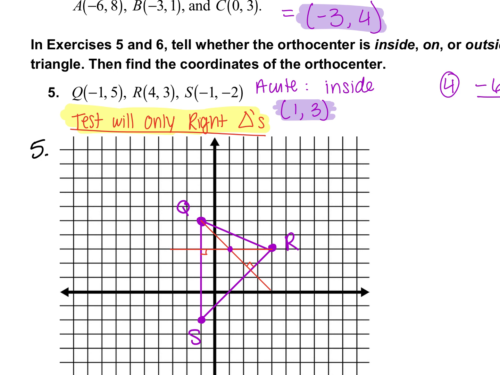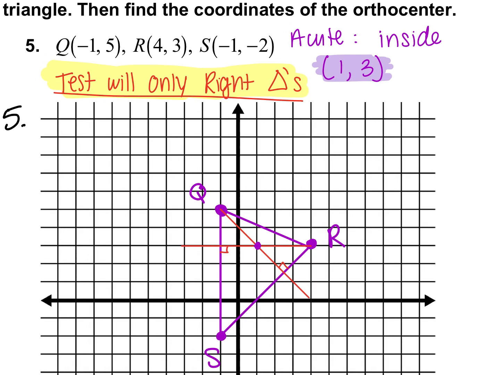It says I highlighted it. Your test will only be right triangles. So if it's a right triangle, where is your orthocenter? The right angle vertex. It's always going to be that right angle vertex. So again, I'm sorry I gave you an acute triangle. It is inside the triangle. If you graphed it correctly, your answer should have been 1, 3.